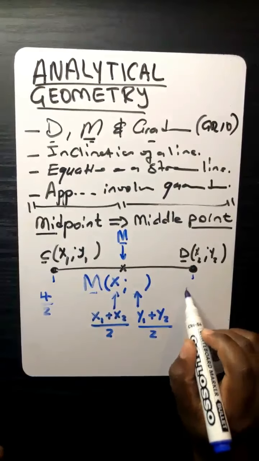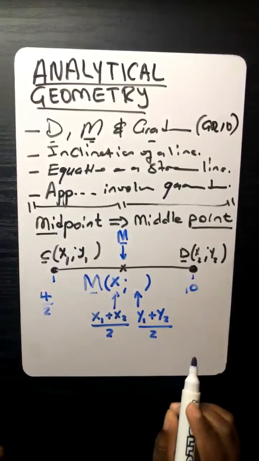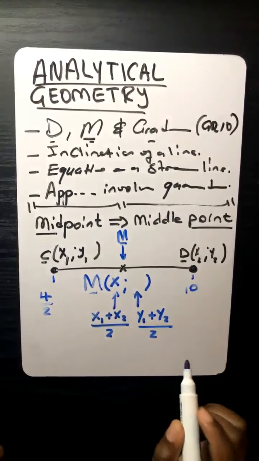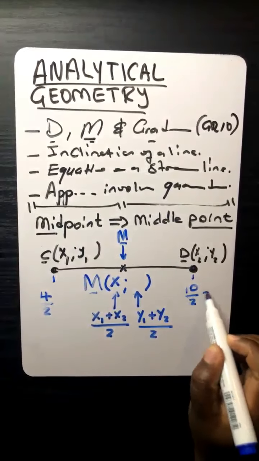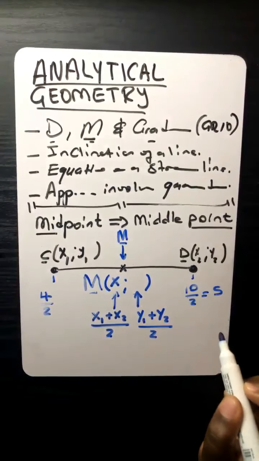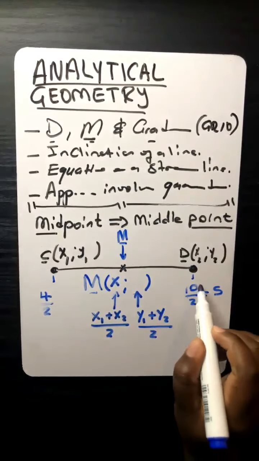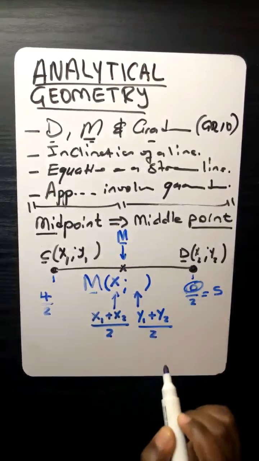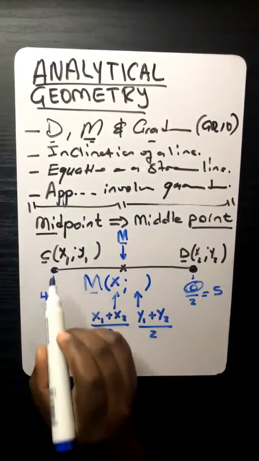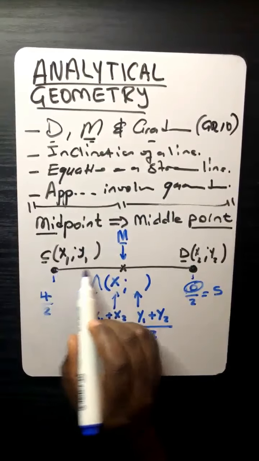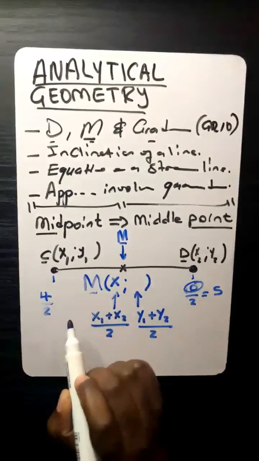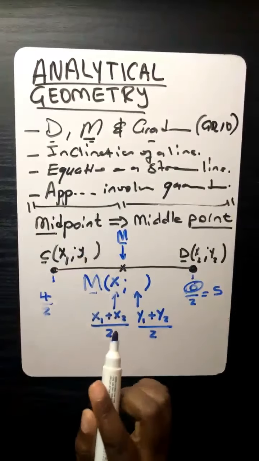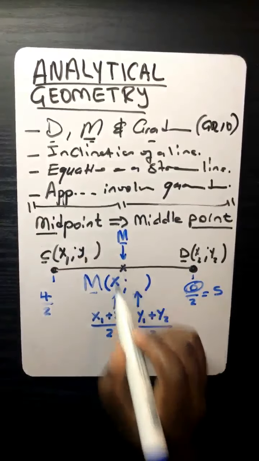Guys, if you are given 10 rand and you want to share it with your sister or your brother, what do you do? You divide it by 2. Whatever you get, it's exactly half of that. So the same principle applies here, guys. If you take the sum of these 2 lengths, then what you do is divide it by 2. It's going to give you the middle point.